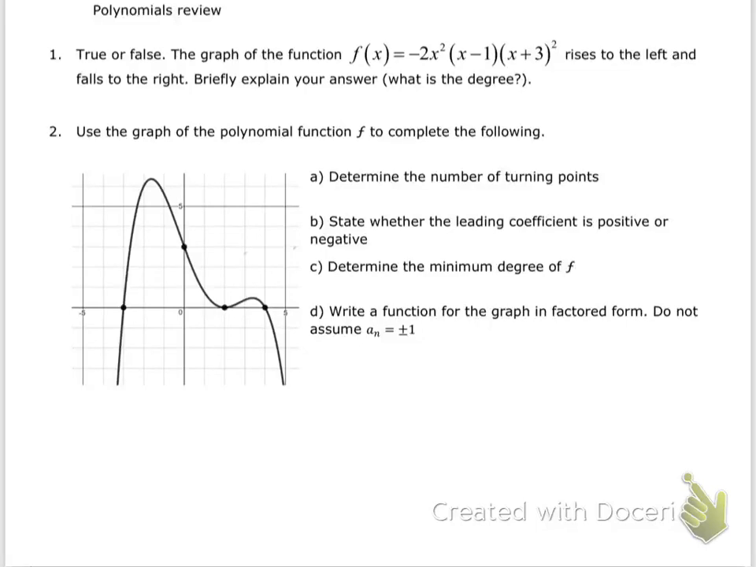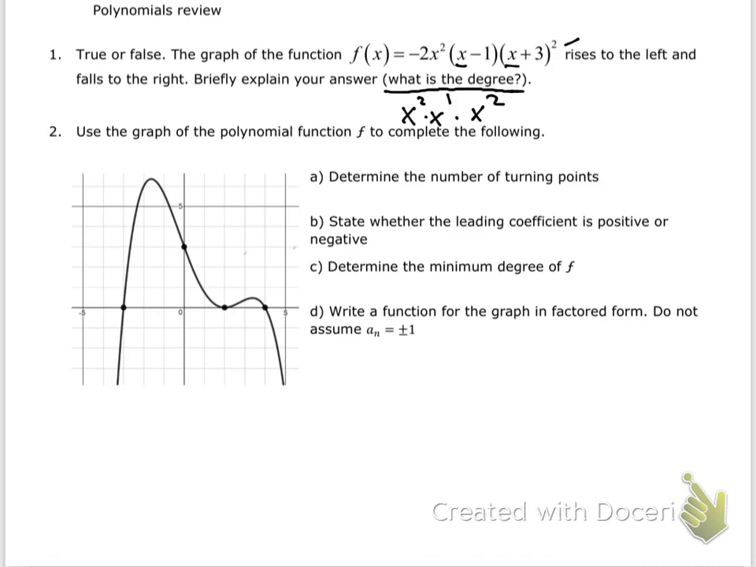True or false? The graph of this function rises to the left and falls to the right. Okay, well, here's a hint. Let's find out what the degree is. We have an x squared at the start. This here is just x with an exponent of 1. And this, because it's squared, will give me an x squared at the end.